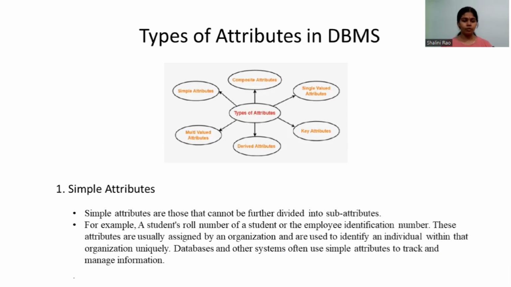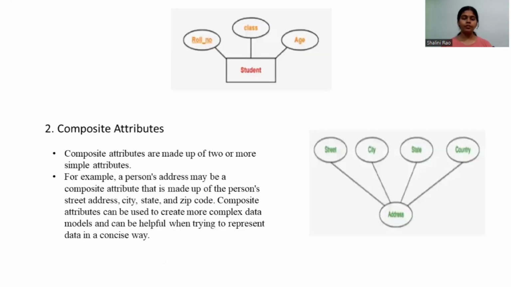Simple attributes. Simple attributes are those that cannot be further divided into sub-attributes. For example, student's roll number or employee identification number. These attributes are usually assigned by an organization and are used to identify an individual within that organization uniquely. Databases and other systems often use simple attributes to track and manage information. The first figure represents the simple attribute.